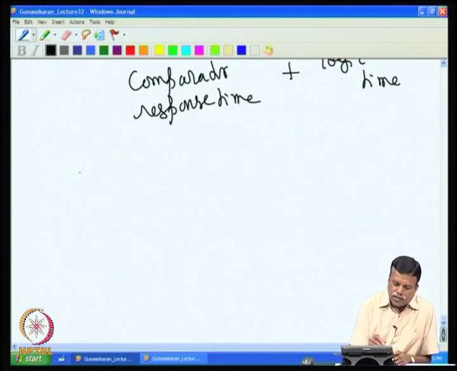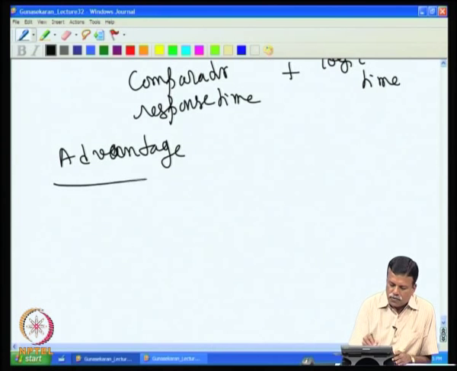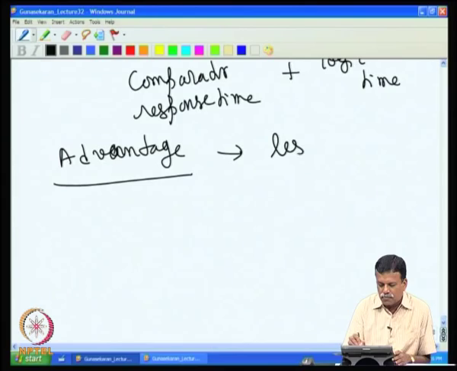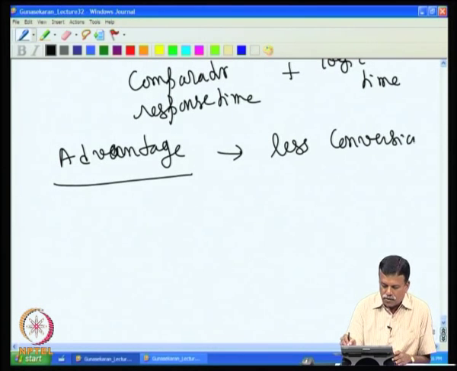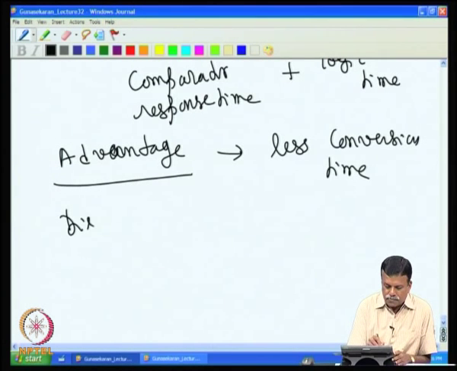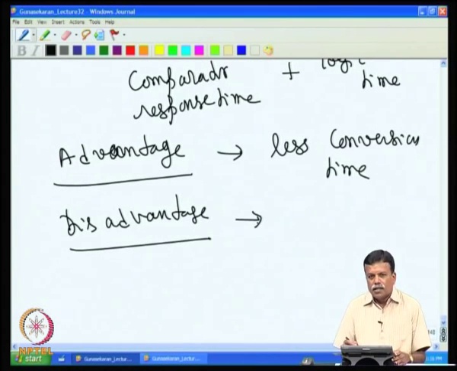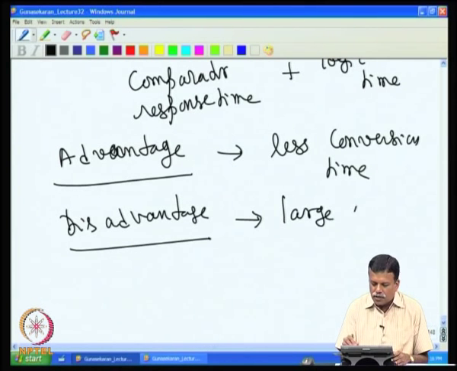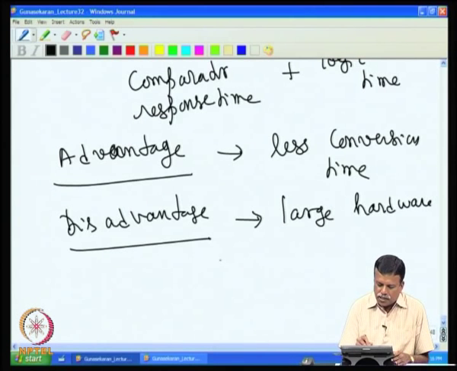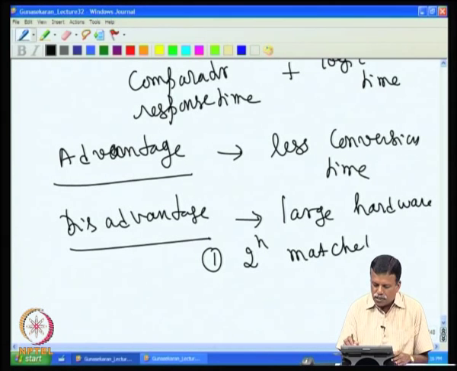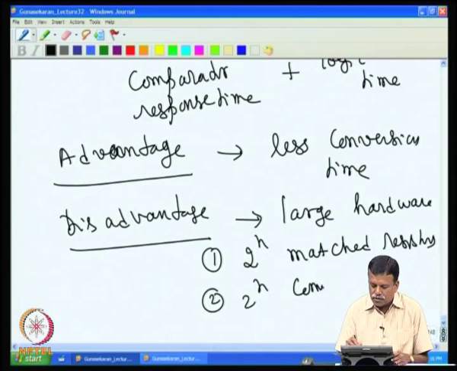Nevertheless, the advantage is less conversion time. The disadvantages: large hardware is required, particularly 2 to the power n matched resistors, then 2 to the power n comparators, then huge conversion logic.